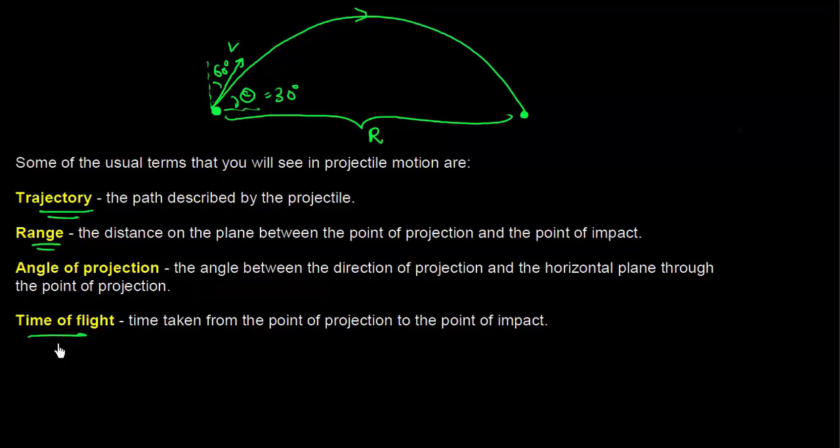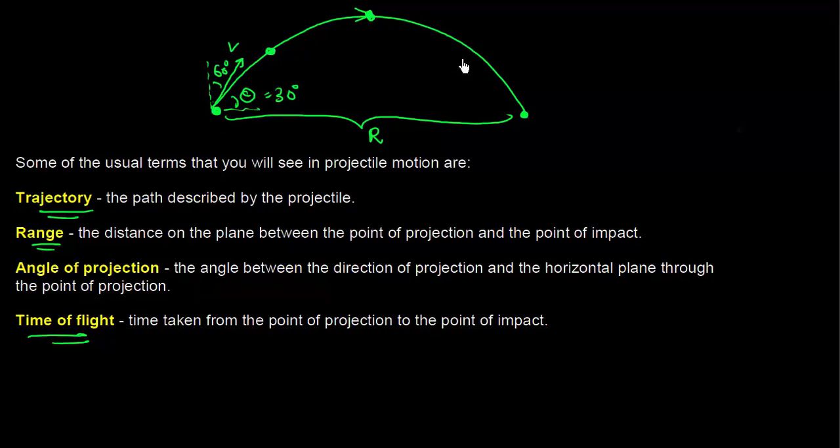What is time of flight? It depends on the situation. If it asks you for the time of flight from here to the maximum height, so where is the maximum height? This is the maximum height, right? So from here to here is the time. From here to here is the same time, right? Because there's symmetry. If from here to here takes time t, from here to here also takes time t, okay?